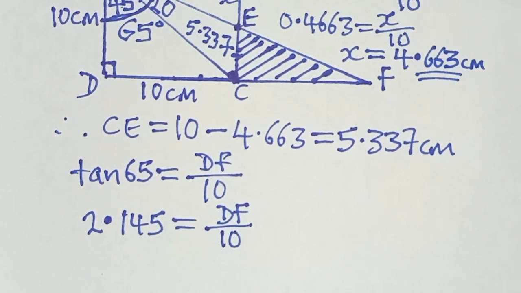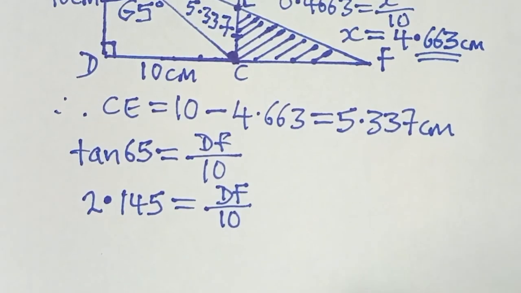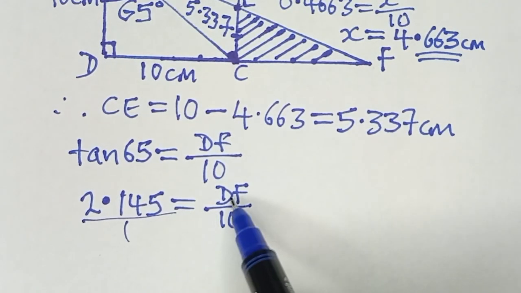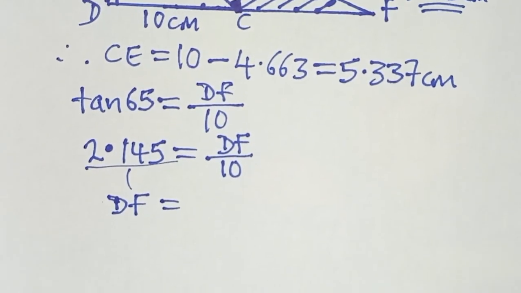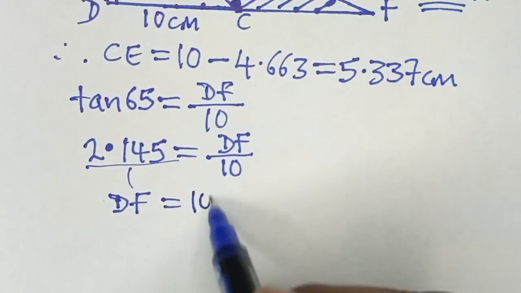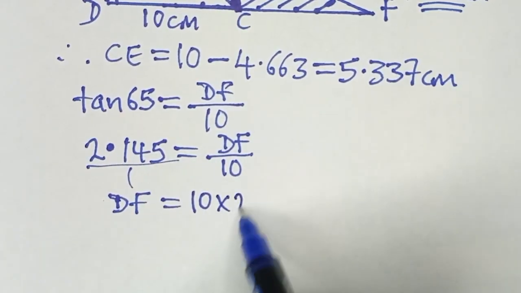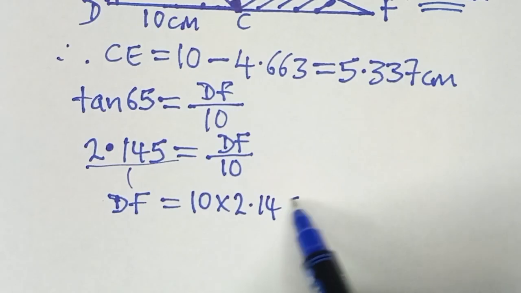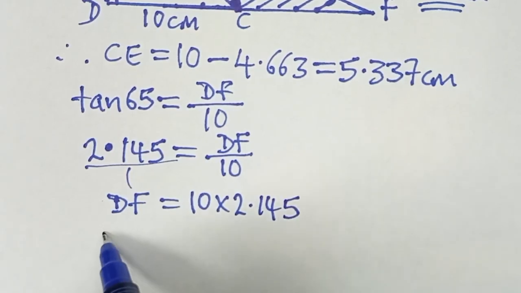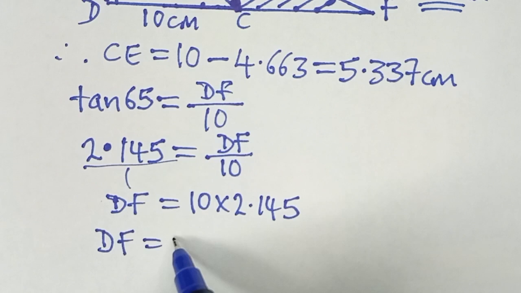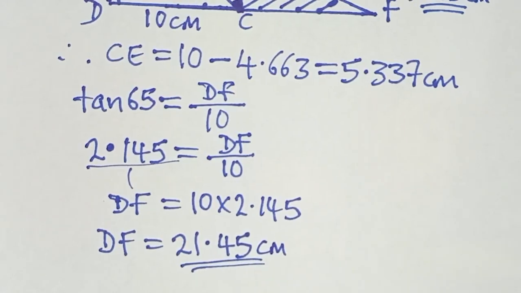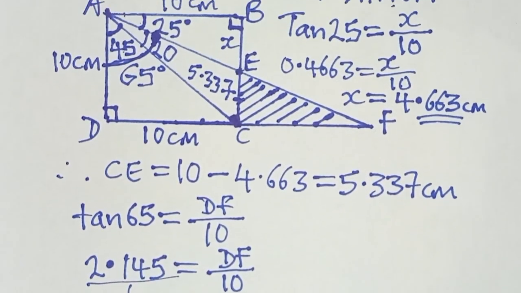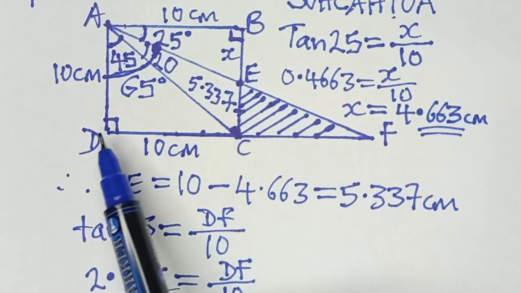So now I can cross multiply to get the value of DF. So this is like over 1. So DF multiplied by 1 will give me DF, and that will be equal to 10 multiplied by the other value. So 10 times 2.145. So that will give me the value of DF as 21.45 centimeter, which is the whole of this length.